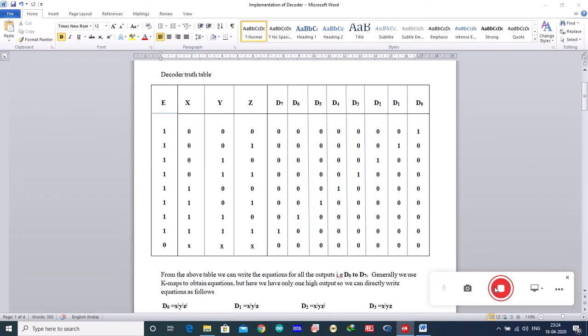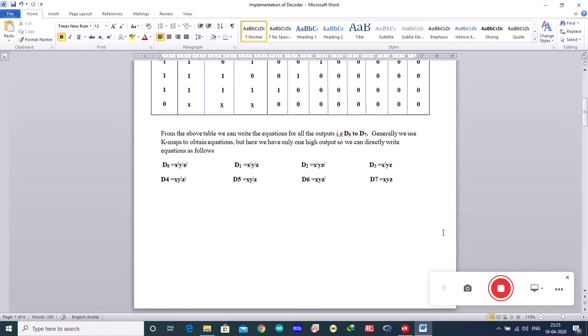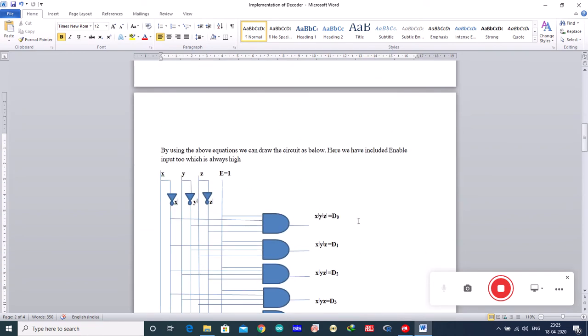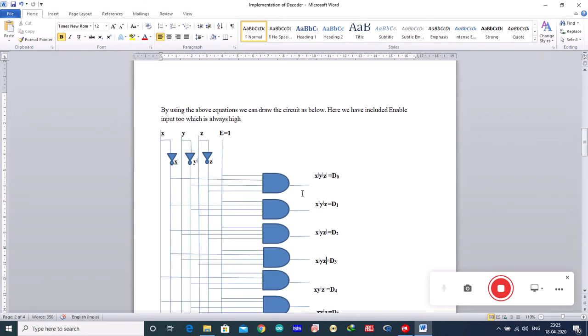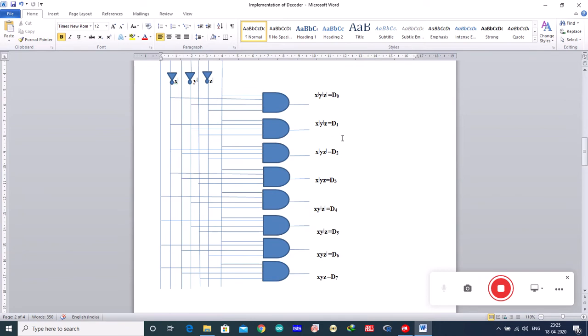In the previous lecture, we have already seen how to write the truth table and how to get the equations from the truth table. So from the equations, we have drawn the circuit also. We have equations like d0 is x bar y bar z bar, d1 is x bar y bar z, and so on. So with these equations, we have constructed the circuit. We have d0 is x complement y complement z complement, so I have connected x complement, y complement, z complement, and of course the enable input. In this way, from d0 to d7 we have connected all the outputs and finally got the circuit.